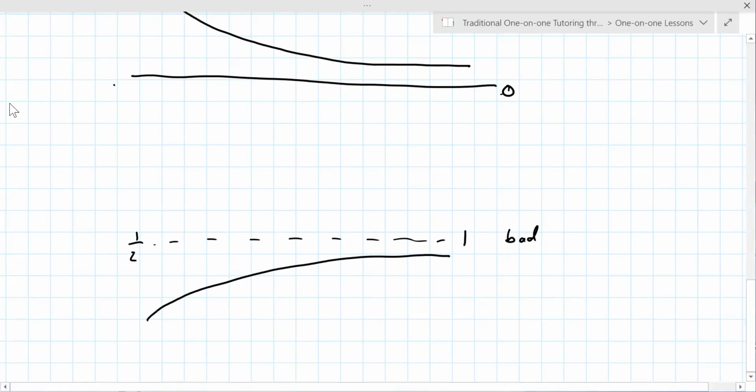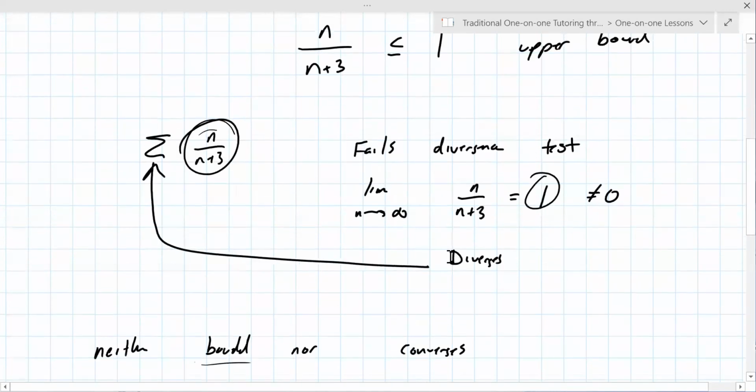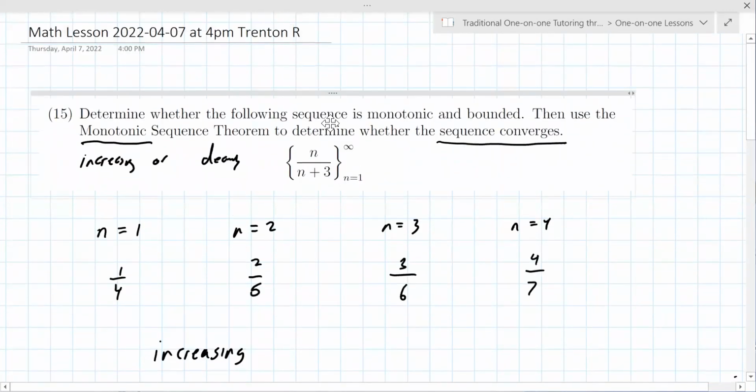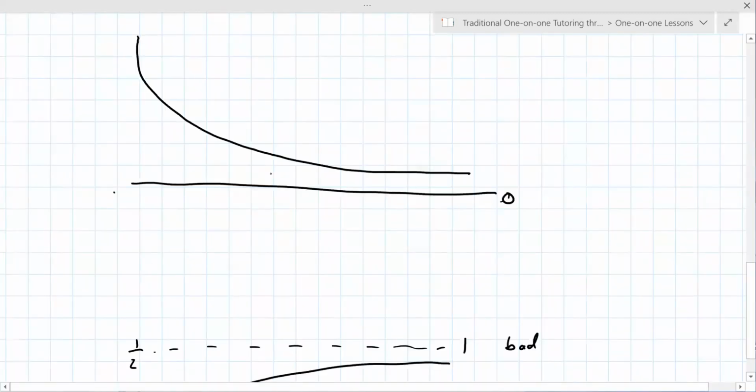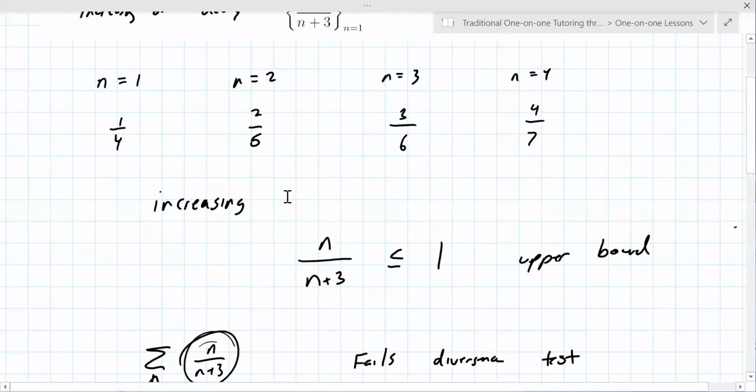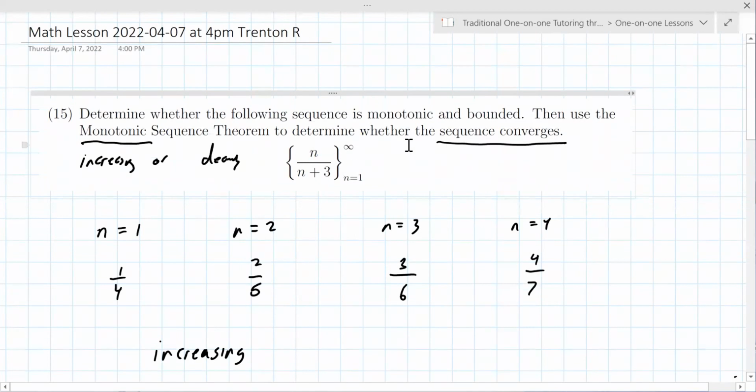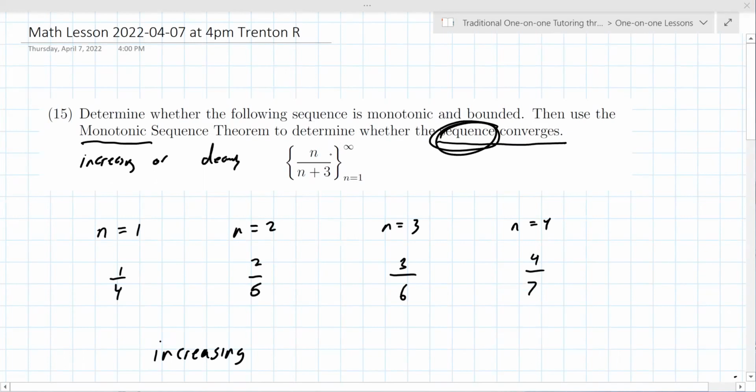Oh, okay, I get what you're saying. As soon as I put a sigma in front, this thing diverges, but there is no sigma, so you don't have to worry about that. And that's why it says the sequence, the sequence, the sequence. Okay, 16. Yep.